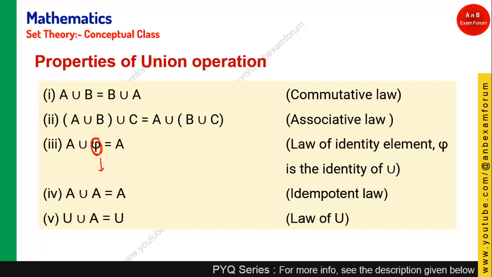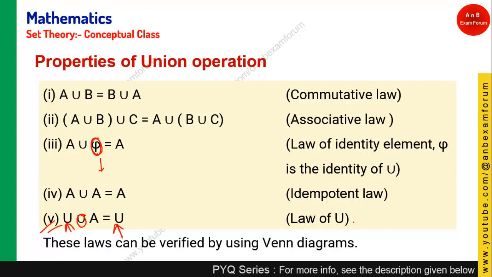And this is important. If you take the union with the universal set, obviously the universal set is bigger than the proper set, so the result will be the universal set. This is called the law of the universal set. This law, as I told you, can be verified with the help of a Venn diagram. This is very simple and will not be asked in the exam, but it will definitely be helpful during simplification using the laws.